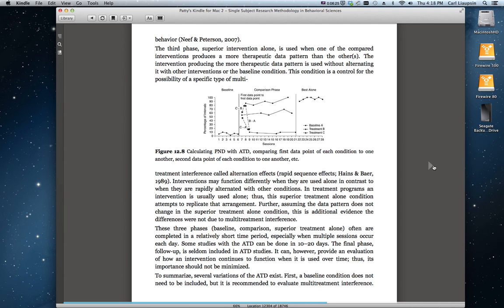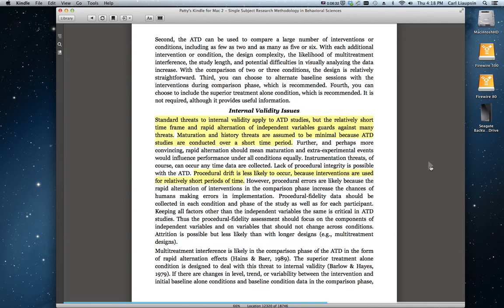And then in 12.8, he tries to describe how you calculate percentage of non-overlapping data in alternating treatments designs. It's interesting. I wouldn't worry too much about it.